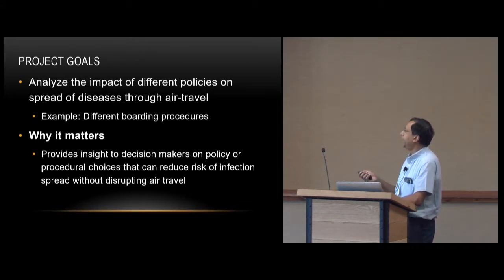Basically, we want to analyze the impact of different policies. For example, can you change the boarding procedure? Can you change the disembarking procedure on planes and reduce the likelihood of infection spread? There are many different criteria we use. And it matters because we can actually provide insight to decision makers. If there's a disease outbreak, we may be able to take steps to reduce the likelihood of infection spread without disrupting air travel.